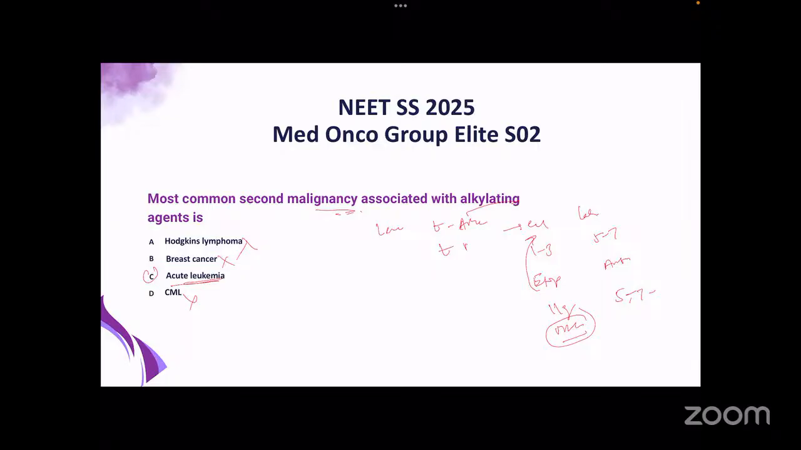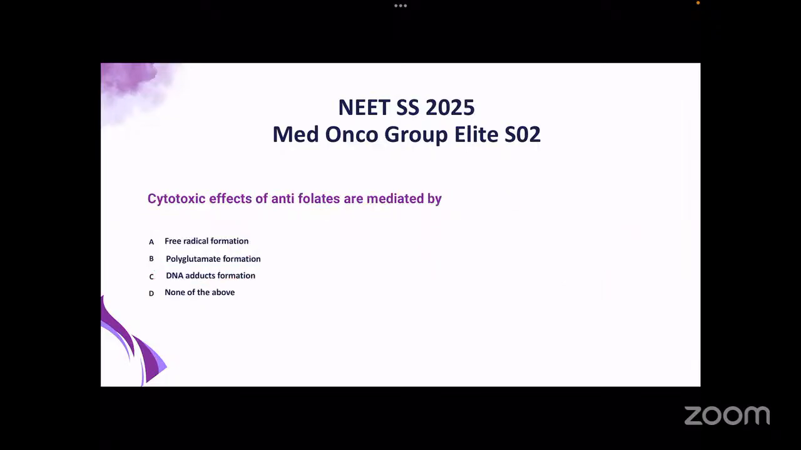Second malignancies. What is the cytotoxic effect of antifolates mediated by? They inhibit the folic acid metabolism. DNA adducts form? No. Free radical formation, I already told about. When methotrexate goes into the cell, multiple glutamate residues are attached, and this increases the retention of methotrexate in the intracellular space, which increases the toxicity. So the answer is polyglutamation.